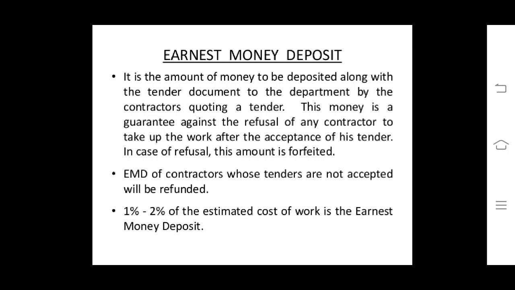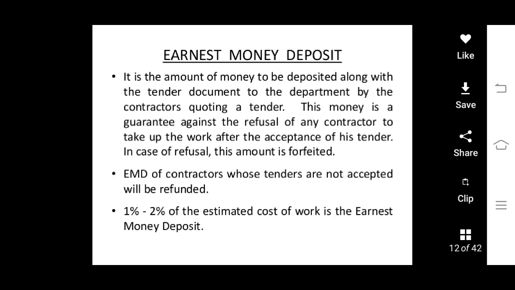Now the next term is earnest money deposit. For the tendering process, it is the most important term. It is the amount of money to be deposited along with the tender document to the department by the contractors quoting a tender. This money is a guarantee against the refusal of any contractor to take up work after the acceptance of his tender. In case of refusal, this amount is forfeited.